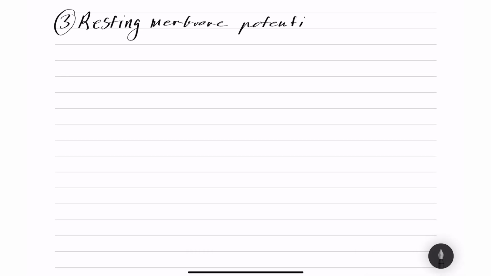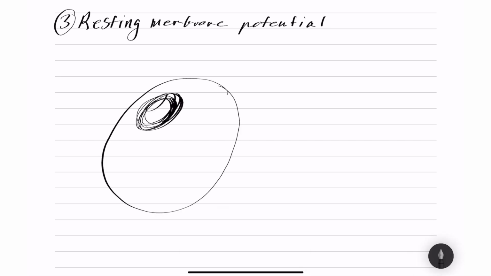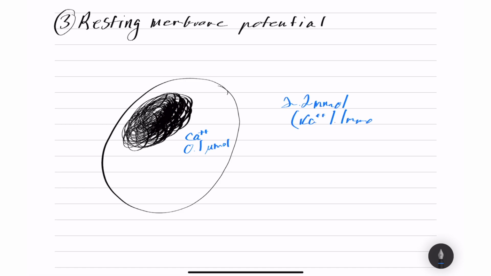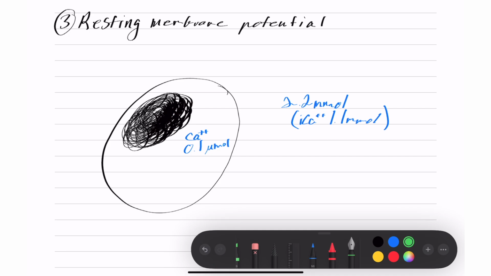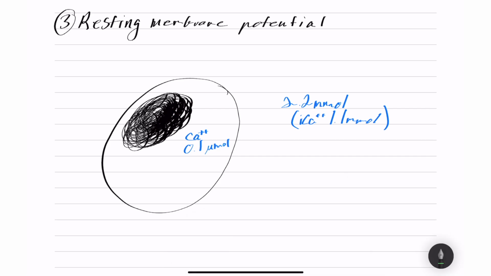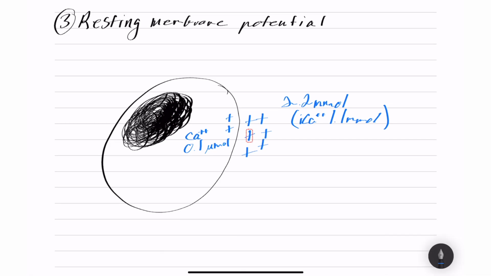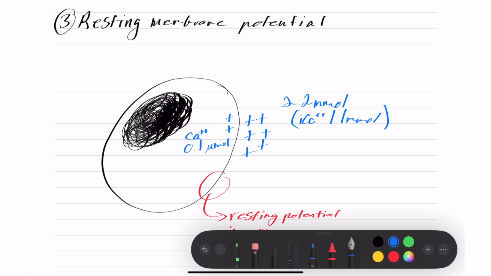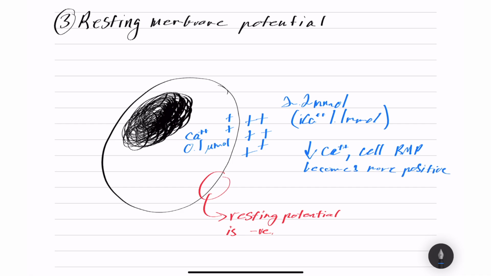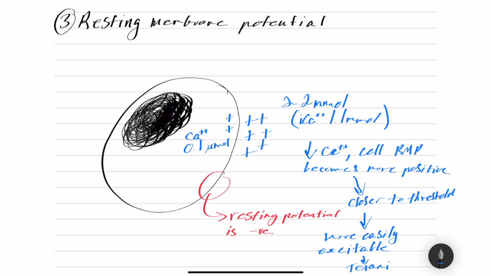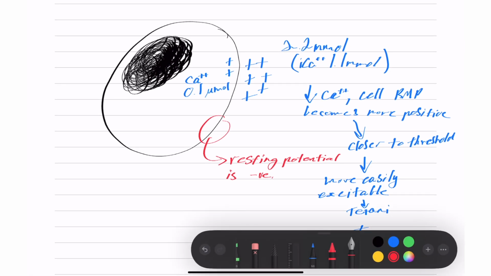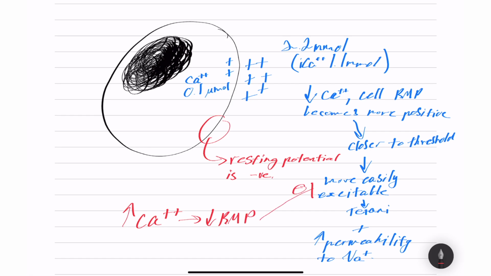Resting membrane potential is important. Like we mentioned before, calcium is very low inside the cell, 0.1 micromole per litre, and outside the cell sits at about 2.2 millimole, but ionized is 1.1 millimole per litre. So if you have less calcium, the cell membrane becomes more positive, so closer to threshold, which means it's more easily excitable, you're more at risk of tetany, and there's more permeability to sodium channels as well, because voltage-gated sodium channels will reach threshold. You'll get more nerve firing, more muscle contraction. And the opposite is true for high calcium, which will reduce the membrane potential, essentially hyperpolarizing it.